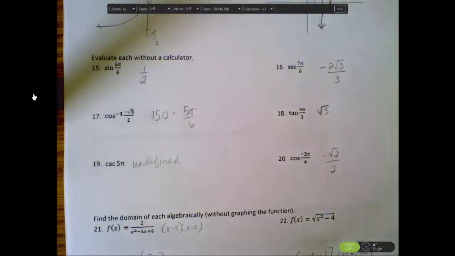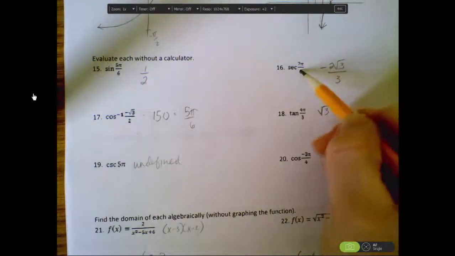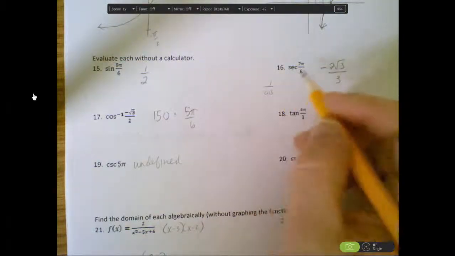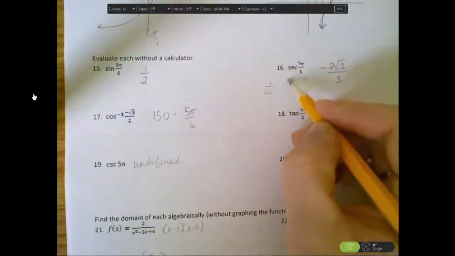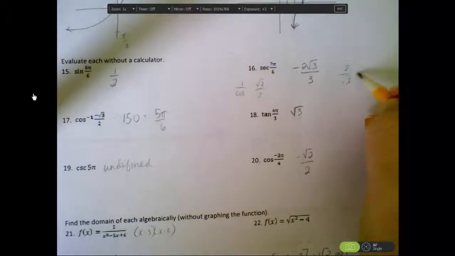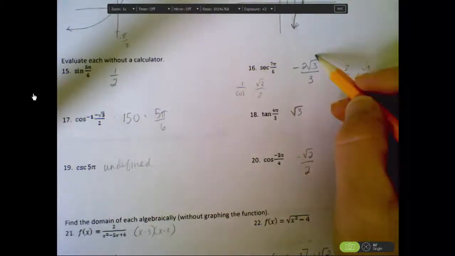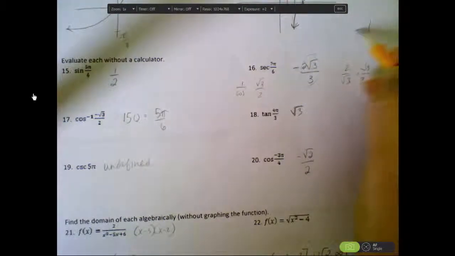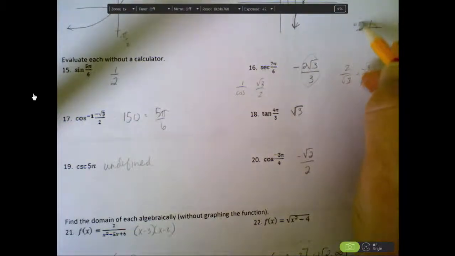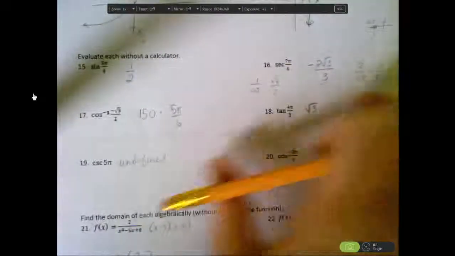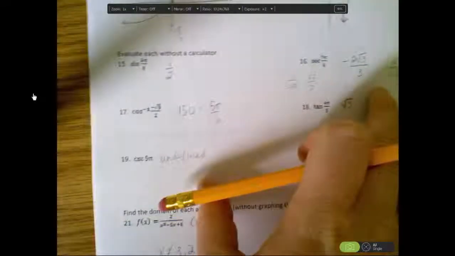Secant of 7 pi over 6, let me show you how I work this out. Pi over 6 again is 30 degrees. Secant is 1 over cosine. So the cosine of 30 is root 3 over 2, but I have to flip that over, so it's 2 over root 3, and when you rationalize, you multiply by root 3 over root 3, you end up with 2 root 3 over 3. And again, we have to figure out what quadrant we're in. Well, if you think of pi as being 6 pi over 6, then 7 pi over 6 would have to be in the third quadrant. Cosine is negative in the third quadrant, so your answer is negative 2 root 3 over 3.